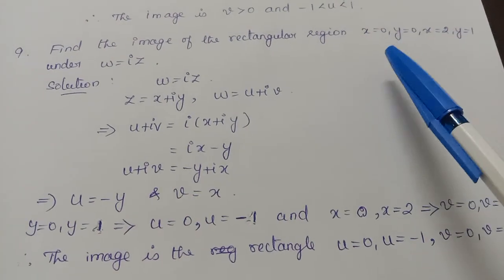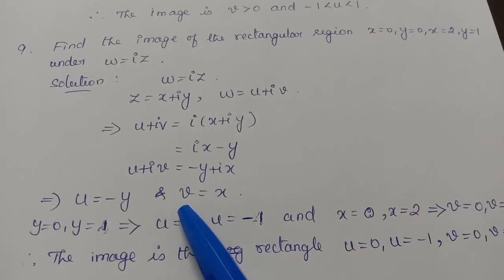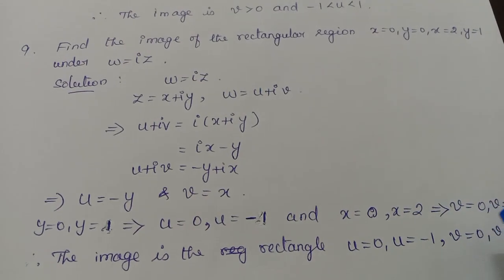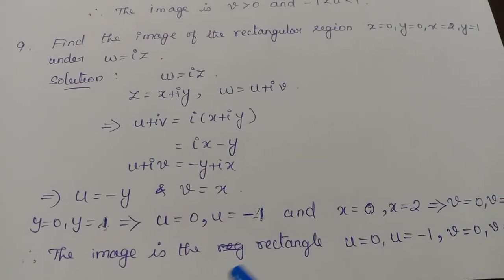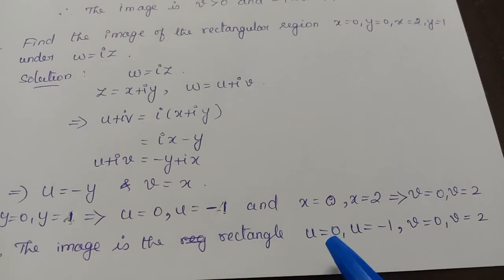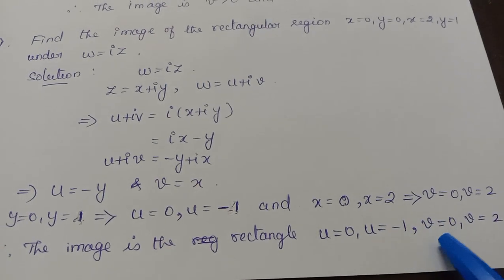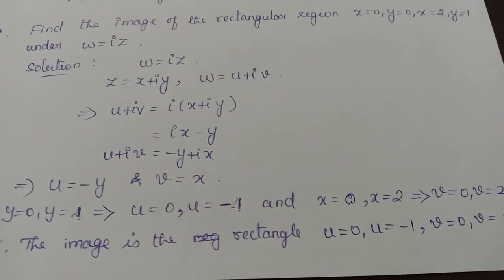And for x they have given 0 comma 2. So when x equal to 0, v equal to 0. And for x equal to 2, v is equal to 2. So this is again what? A rectangle. Okay, so the image is also a rectangle bounded by u equal to 0, u equal to minus 1, v equal to 0 and v equal to 2. That's all. Thank you.